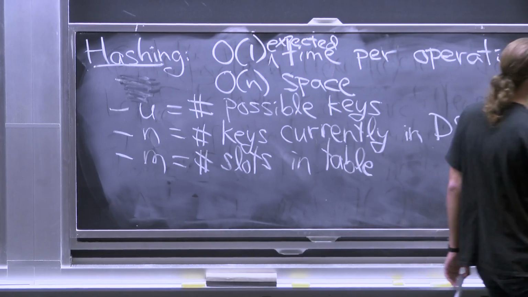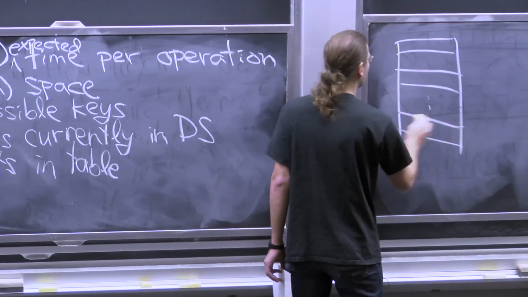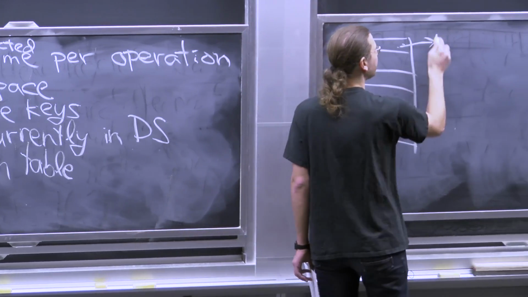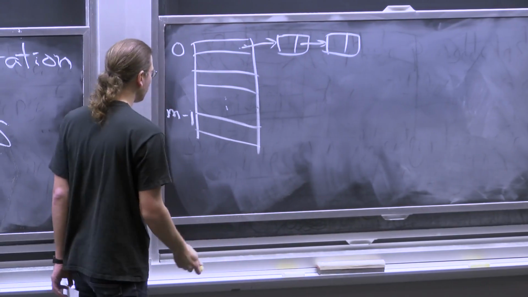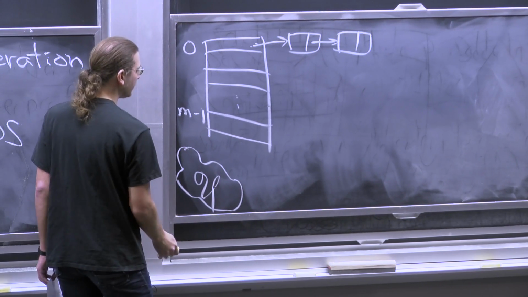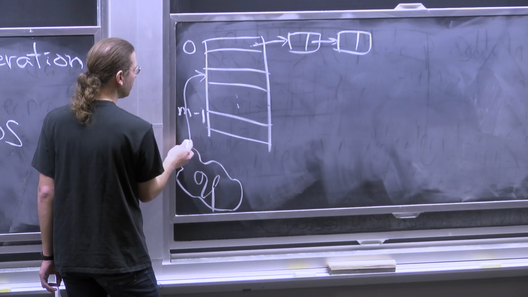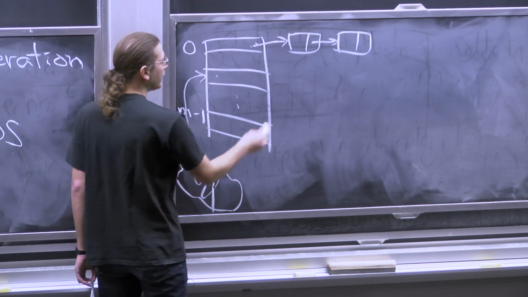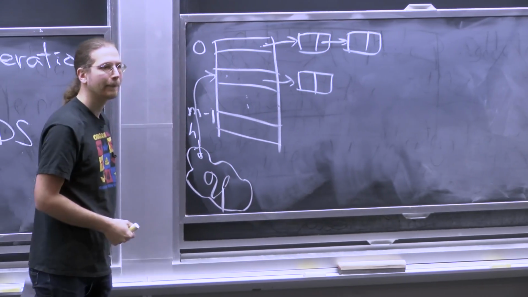So you remember the picture. You have a table of slots, say 0 to m minus 1. Each of them is a pointer to a linked list. And if you have, let's say over here is your universe of all possible keys, then we have a hash function which maps each universe item into one of these slots. And then the linked list here is storing all of the items that hash to that slot.